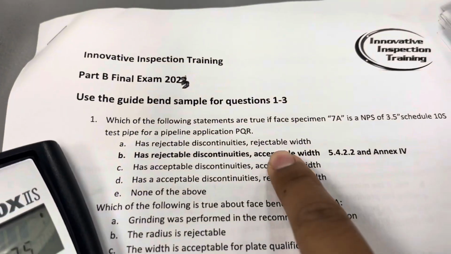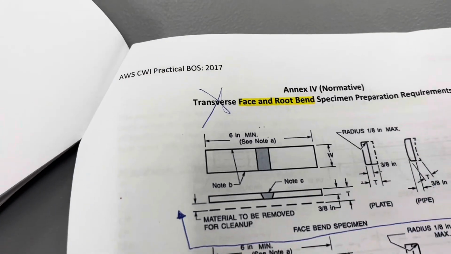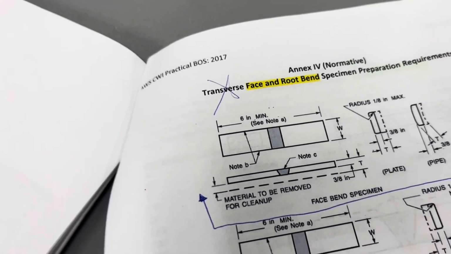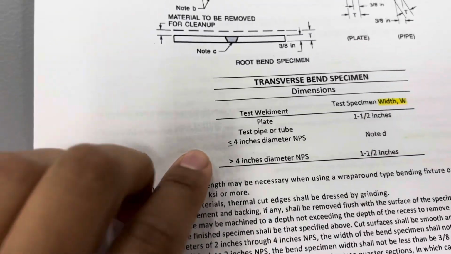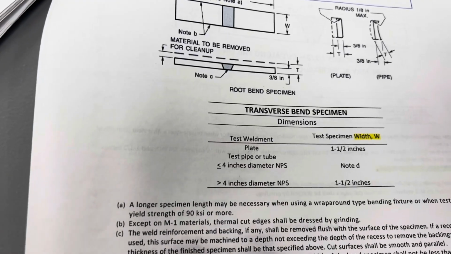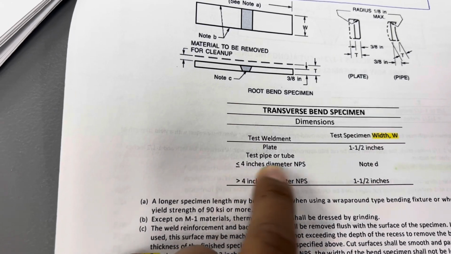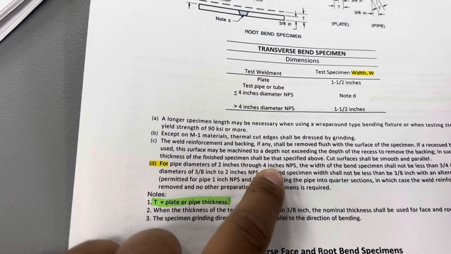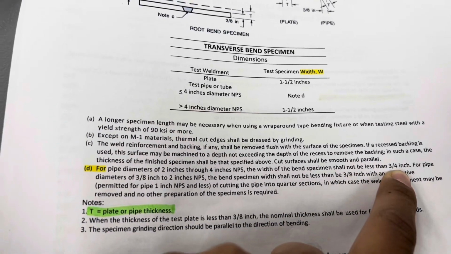So because we need to check width, we have to go to Annex 4, which also has to do with bent specimens. The question says it's a face, so we're in face and root, not side. We are in face and root. So we go down to the table and you'll see the test specimen width. Now we have to check width. We know that we have a pipe. We know that it's 3.5 based off our question. It tells us to go to note D. Note D tells us for pipe diameters 2 inches through 4 inches, that's us, we're at 3.5, the width of the specimen shall not be less than 3/4.